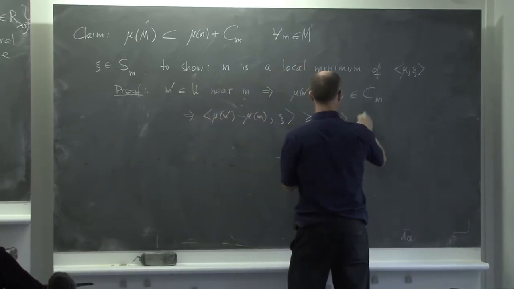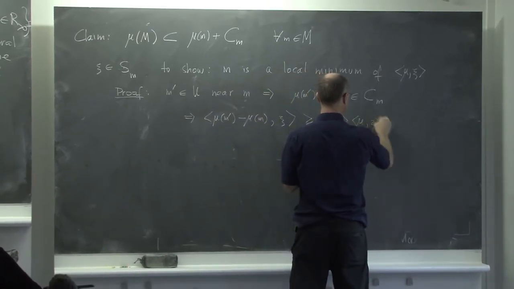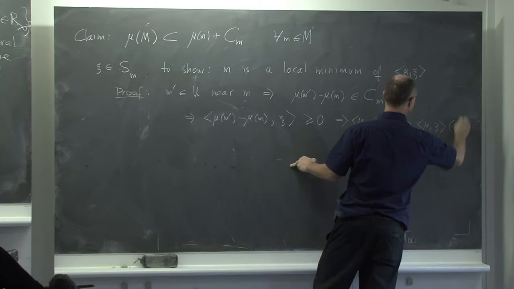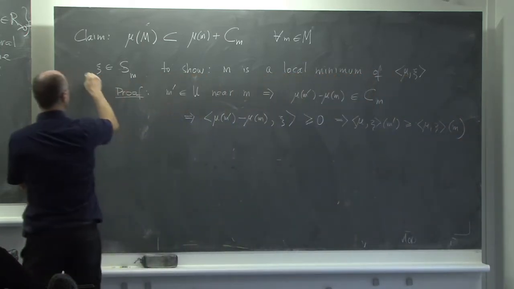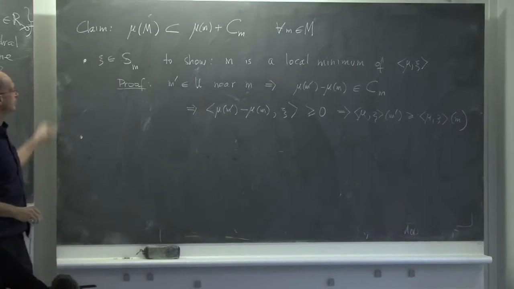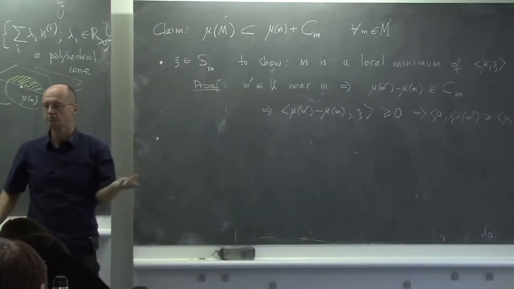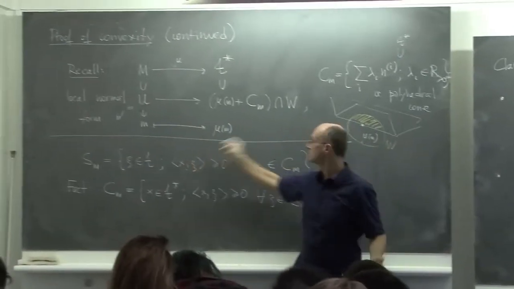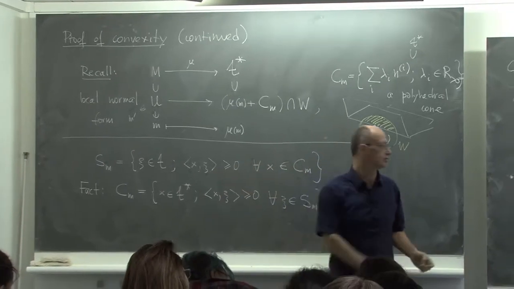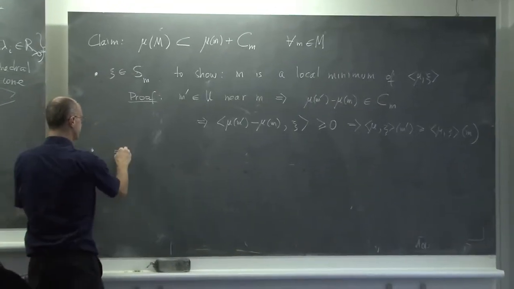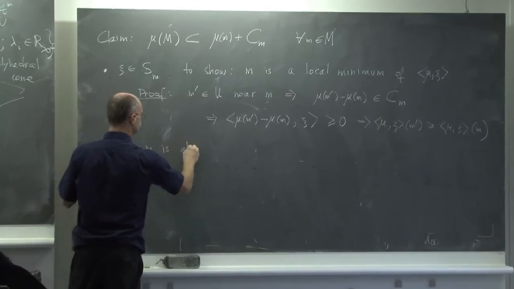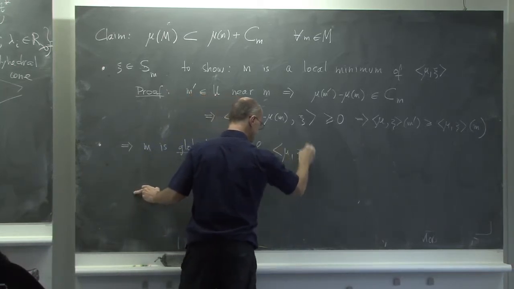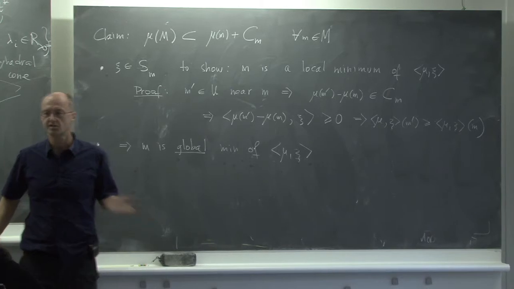So this means mu psi of m prime is greater or equal than mu psi of m. So if I choose any psi in Sm, then mu psi has a local minimum at m. That's more or less by this local normal form and the definition of Sm. But then this means that m is a global minimum of mu psi, right? So that's what we discussed.